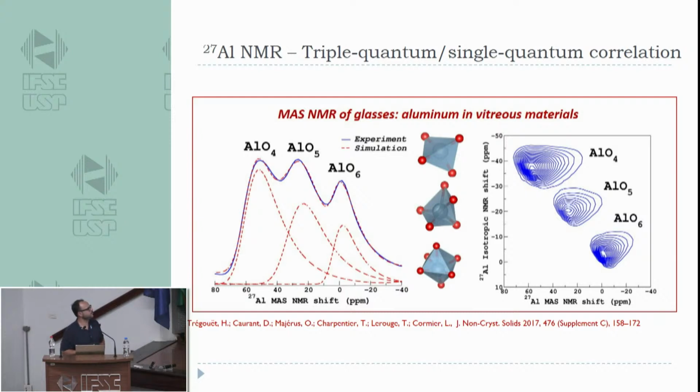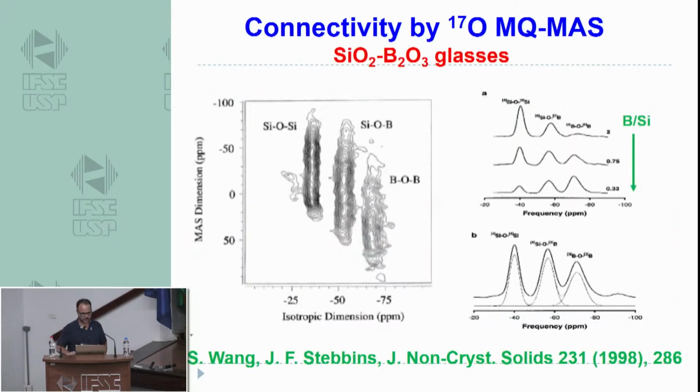Then we have 2D experiments that can help us, where we correlate isotropic chemical shifts with the MAS spectrum. So you open up in two dimensions, then you can better resolve your species. So this is an example, for oxygen-17 NMR, where we can resolve oxygens connecting silicon with silicon, silicon with boron, and boron with boron, with these 2D experiments.